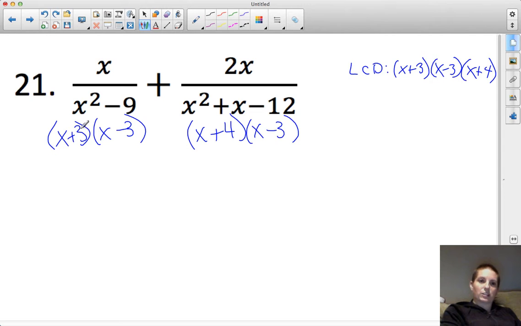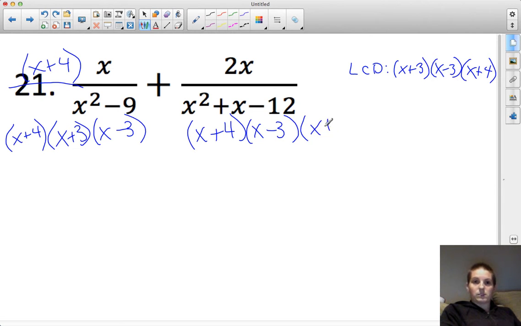This first fraction is missing the x plus 4 part, so we'll multiply by that. So we'll multiply the denominator by x plus 4, and we also need to multiply the numerator by the quantity x plus 4. The right side fraction is missing the quantity x plus 3. So if we multiply the denominator by x plus 3, we also need to multiply the numerator by x plus 3.